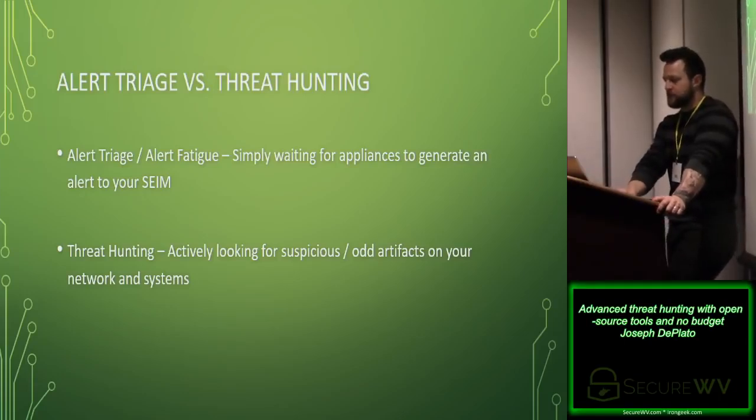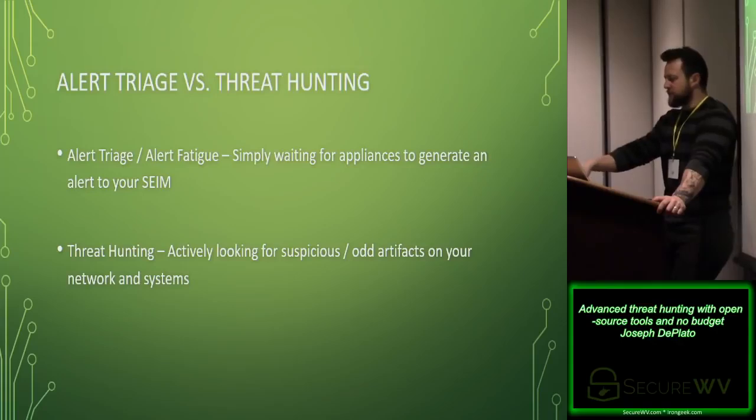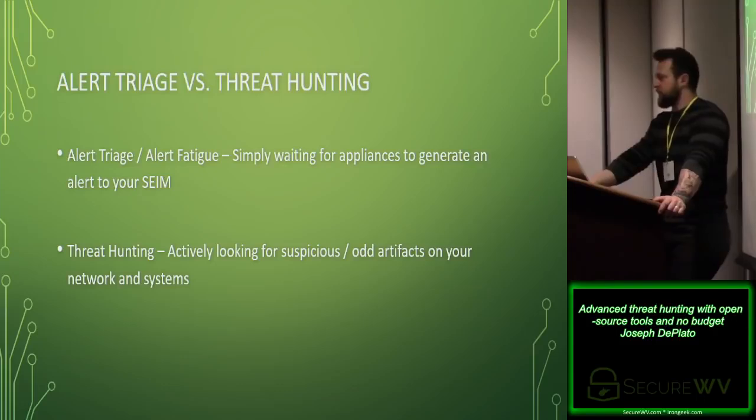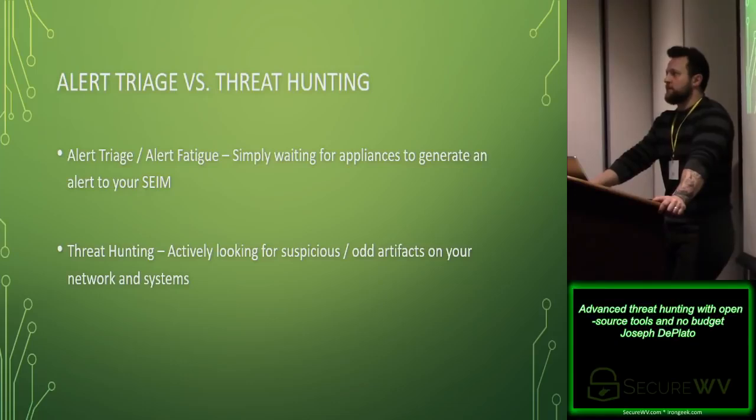We're going to cover threat hunting and how to approach an investigation, and then some example analyses that we've done, or dashboards that we've built out with the open source tools to figure out what's going on in a network. So what's the difference between alert triage versus threat hunting?